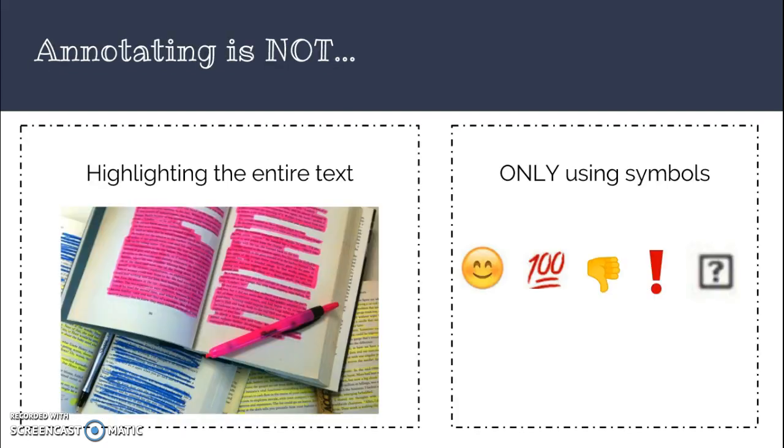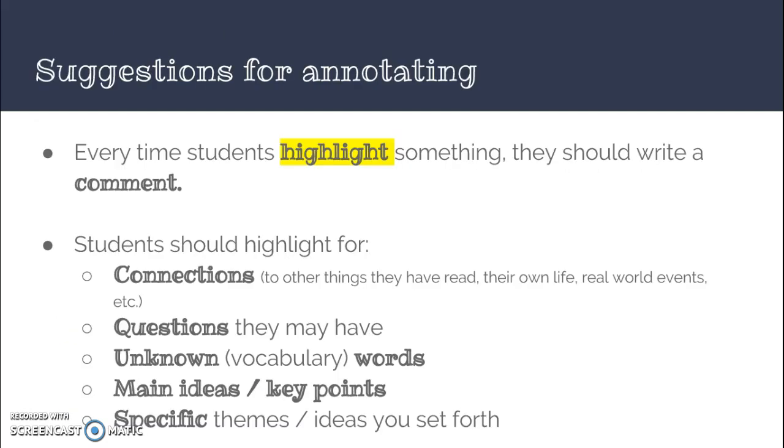Annotating is not simply highlighting the whole page, even though that is a common middle school practice, and it is not only using symbols. Students should be highlighting information and writing a comment with it. Students can use symbols to mark the text, such as an exclamation point for things that were interesting, or a question mark for something they are confused about. But they should also be writing a comment with that symbol to show their active reading.